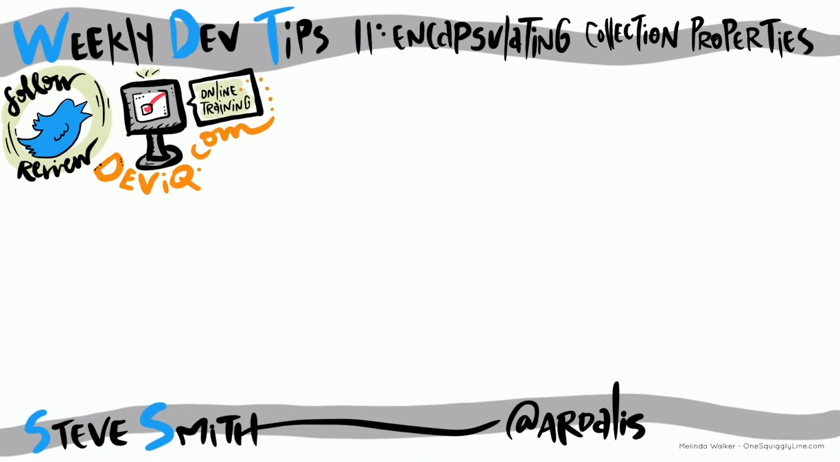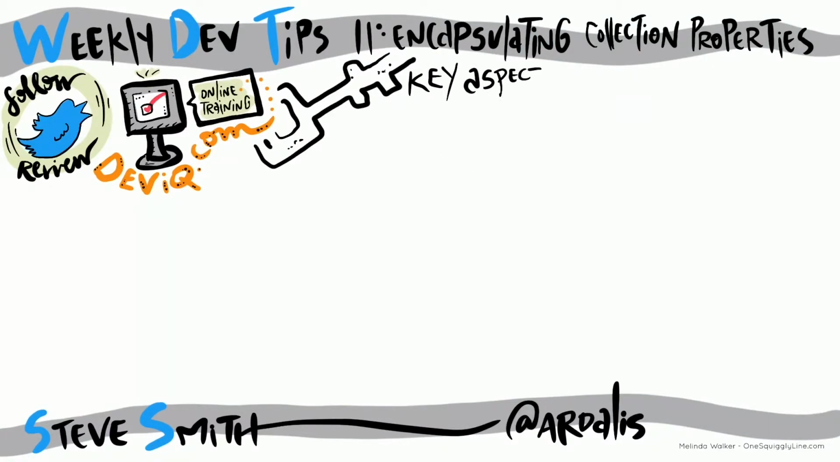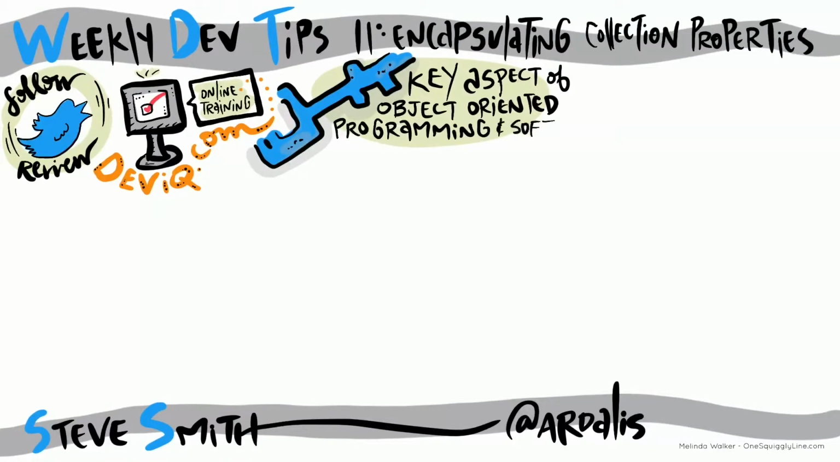Now let's talk about encapsulating collection properties. Encapsulation, of course, is a key aspect of object-oriented programming and software engineering. Unfortunately, many systems fail to properly encapsulate collection properties, resulting in reduced quality.